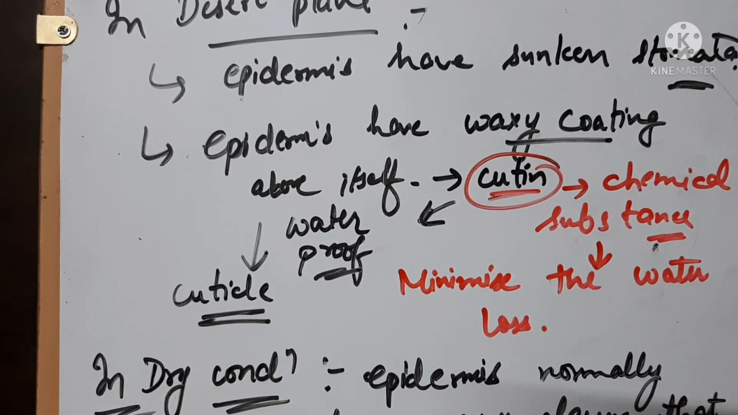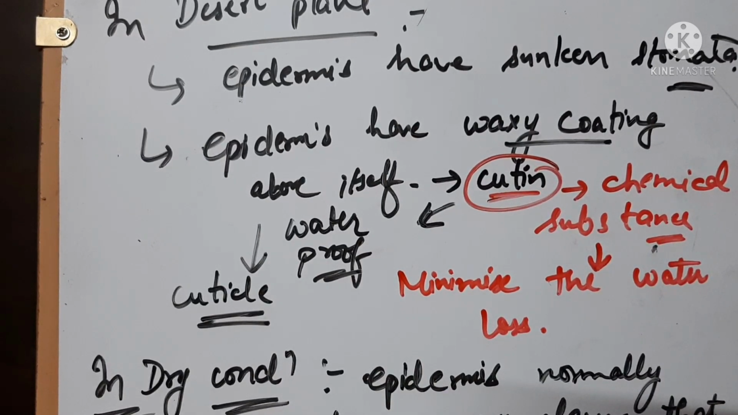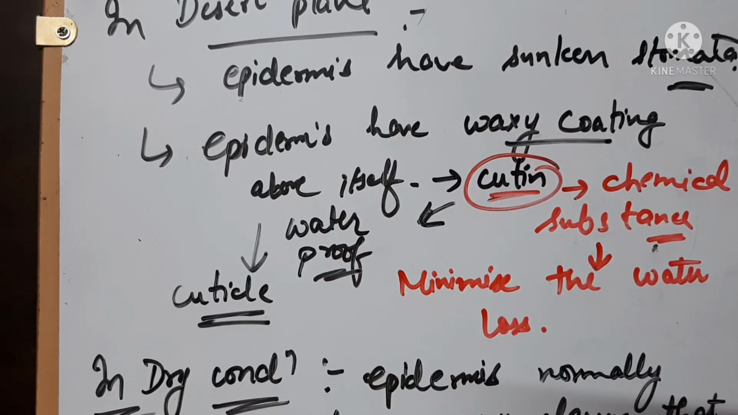That dry condition और desert plants में क्या होता है? क्यूटिकल की एक लेयर होती है. क्यूटिकल की लेयर किससे बनी होती है? क्यूटिन एक केमिकल सब्सटेंस है जो कि वाटरप्रूफ सब्सटेंस होता है, वाटर को रेजिस्ट करता है. उससे क्या बना होता है? क्यूटिकल की एक लेयर बनी होती है एपिडर्मिस के ऊपर. उसका फंक्शन क्या होता है इस लेयर का? ये प्रिवेंट करेगा लॉस ऑफ वाटर को.